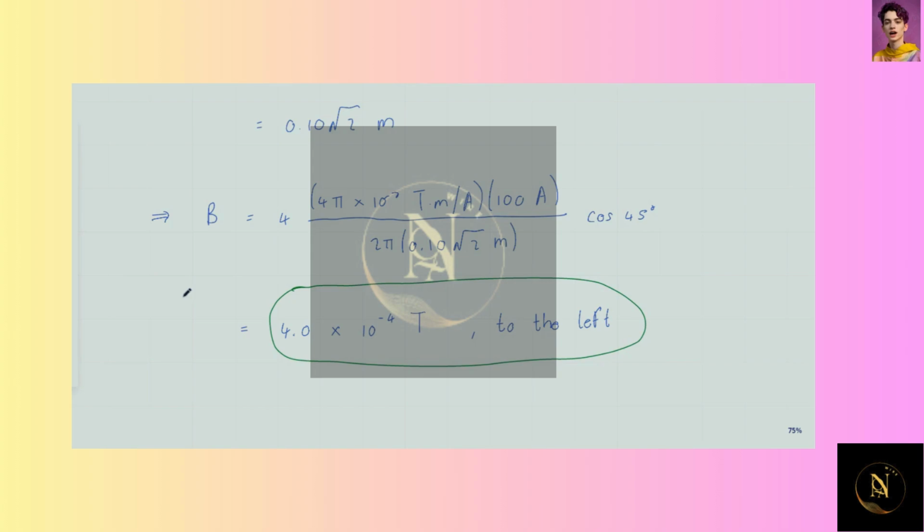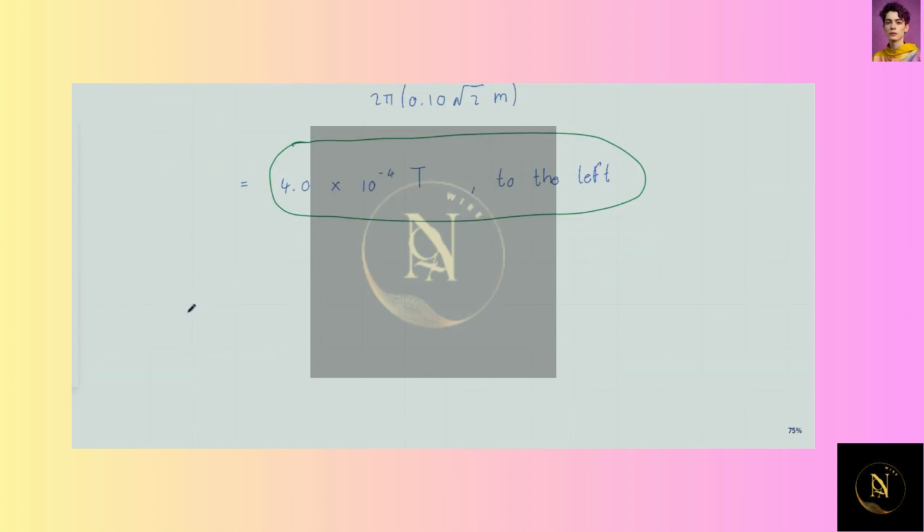Now for part A and B, the magnetic fields due to the currents at opposite corners of the square cancel, and so the magnetic field at the center of the square in both cases is 0.